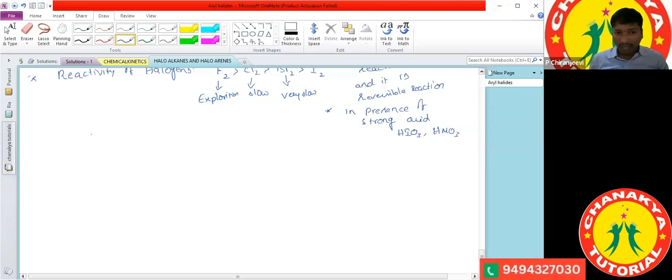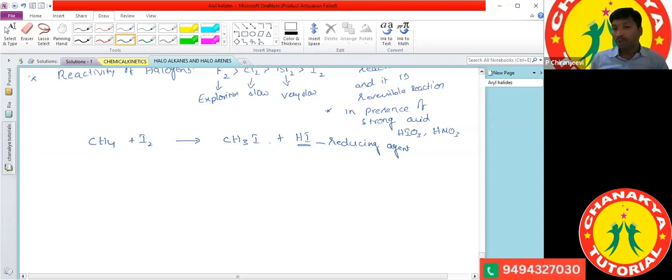Why can the iodination reaction not take place? For example, methane reacts with iodine and forms methyl iodide plus hydrogen iodide. The hydrogen iodide formed acts as a reducing agent. Again it reduces the methyl iodide, and if it reduces the methyl iodide, again it forms an iodine molecule.